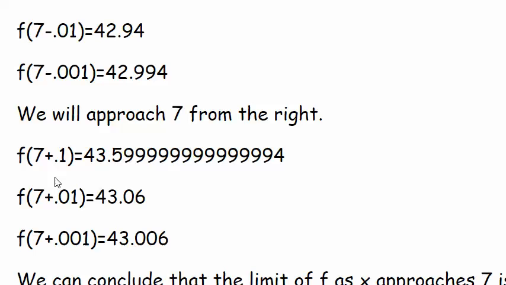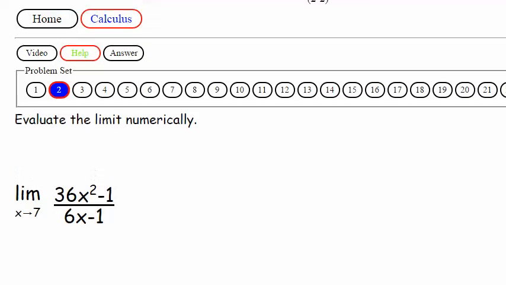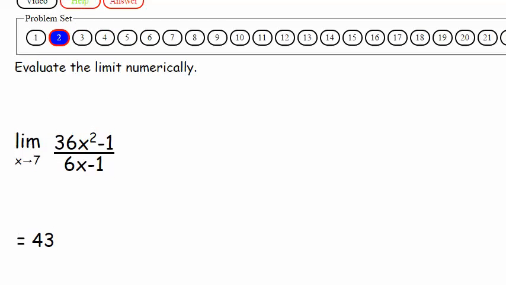And if we come in from the right hand side, we've got 7 plus 0.1, which is actually 7.1, and as you can see, we have 43.5, 43.6, 43.006. So as you can see here, it's getting closer and closer to 43 coming in from the right hand side. So therefore, I'm going to bet that this thing is probably 43. Let's hit the answer there, and of course there it is.